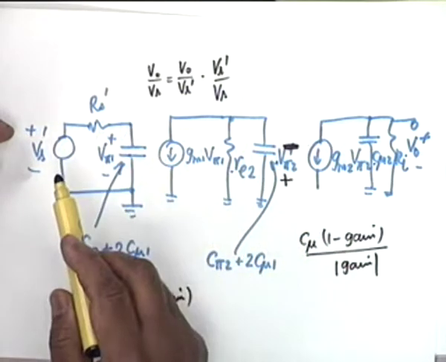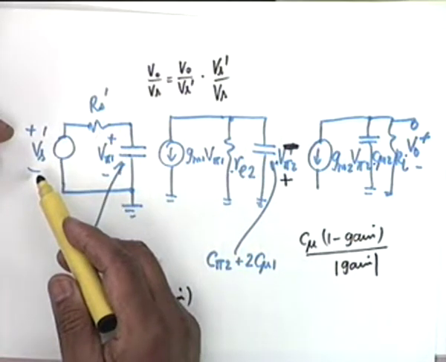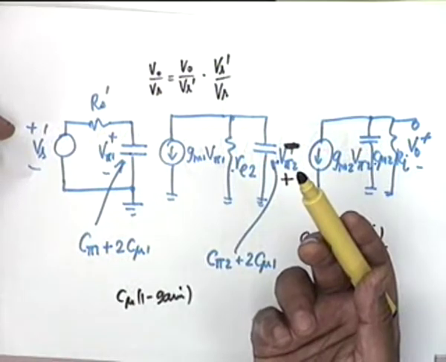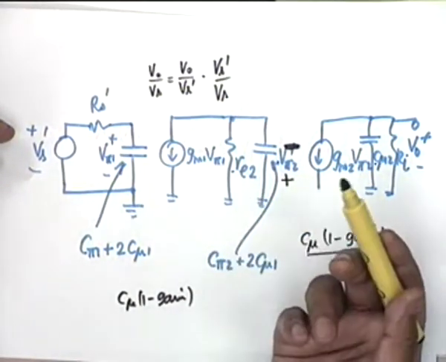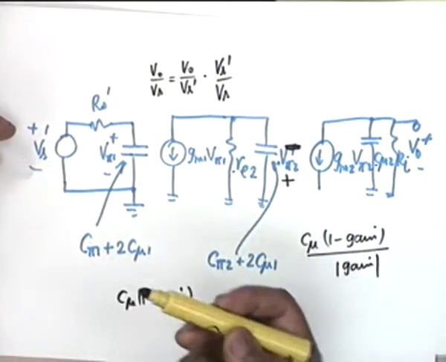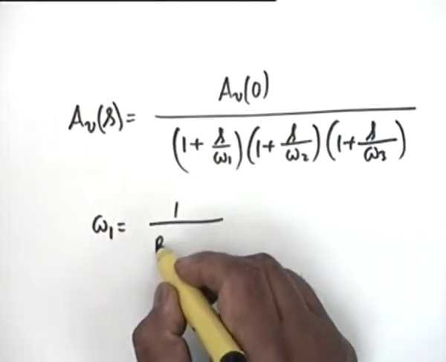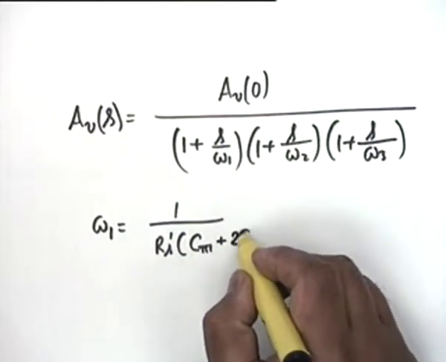Then V pi 1 comes as Vs prime at midband, and Vs prime by Vs, you know, that is a constant. Therefore, the midband gain can be obtained by inspection. You can also find omega 1, omega 2 and omega 3 by inspection. You can also find this. You see, omega 1 would be determined by Rs prime times C pi 1 plus twice C mu 1.